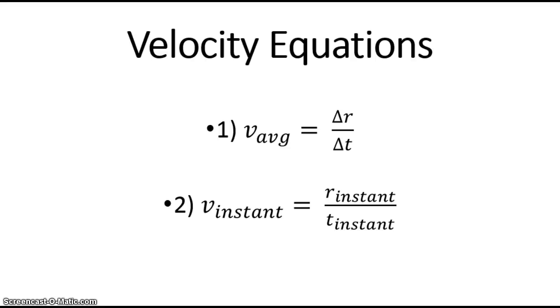Some velocity equations are: the average velocity is equal to delta r over delta t, which is the change in position over change in time. Instantaneous velocity is calculated as the specific velocity at a specific point in time, which is the position at that specific instant divided by the time at that instant.